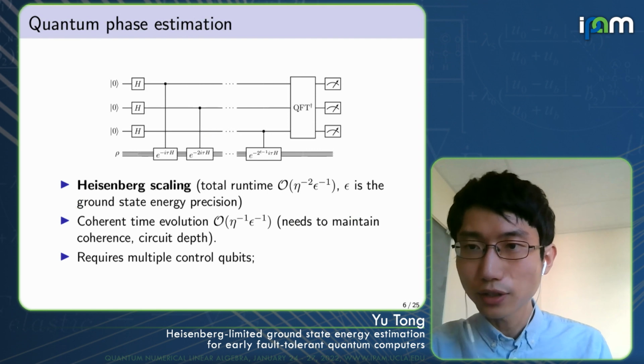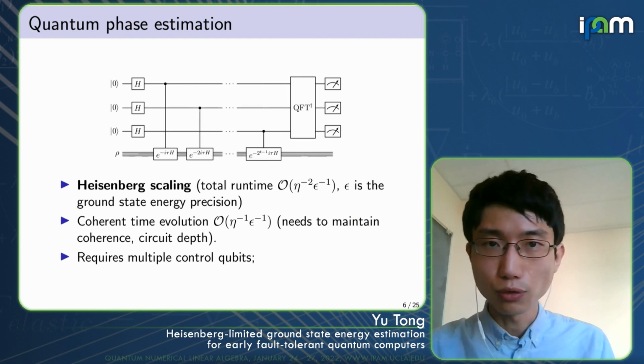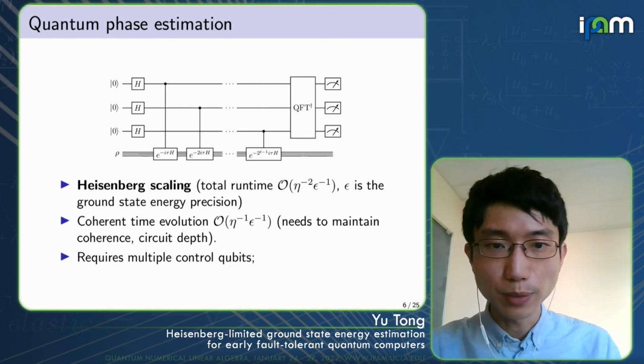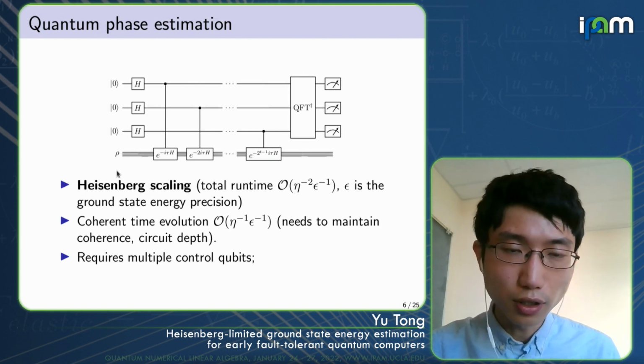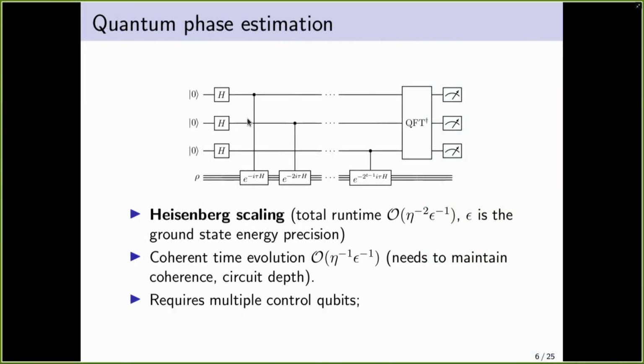Now let's look at some algorithms to solve this problem on the quantum side. The first algorithm we look at is just quantum phase estimation. In quantum phase estimation, we run controlled time evolution on this initial state rho. This rho is the initial guess I mentioned, and the time evolution is controlled on this ancilla register. After we run all these controlled time evolutions, we perform an inverse quantum Fourier transform and read out the energy. The total runtime scales as eta^-2 times epsilon^-1. Eta is the initial overlap I introduced in the previous slides, and epsilon is the precision we want to get.